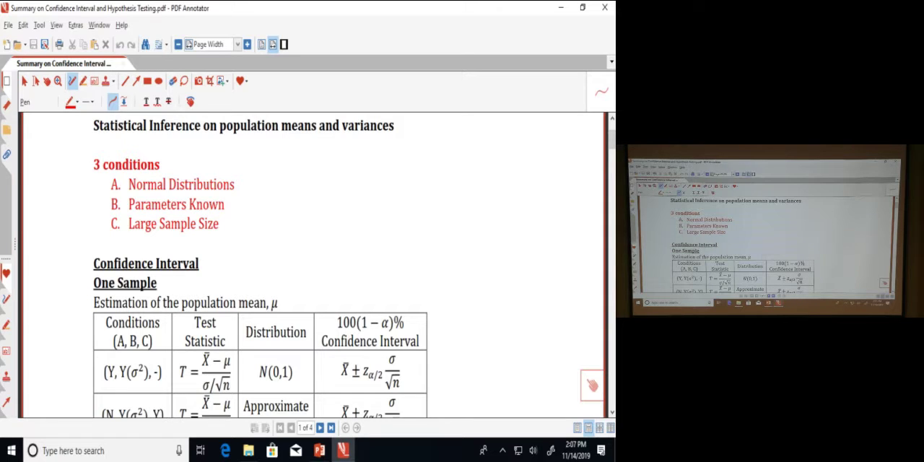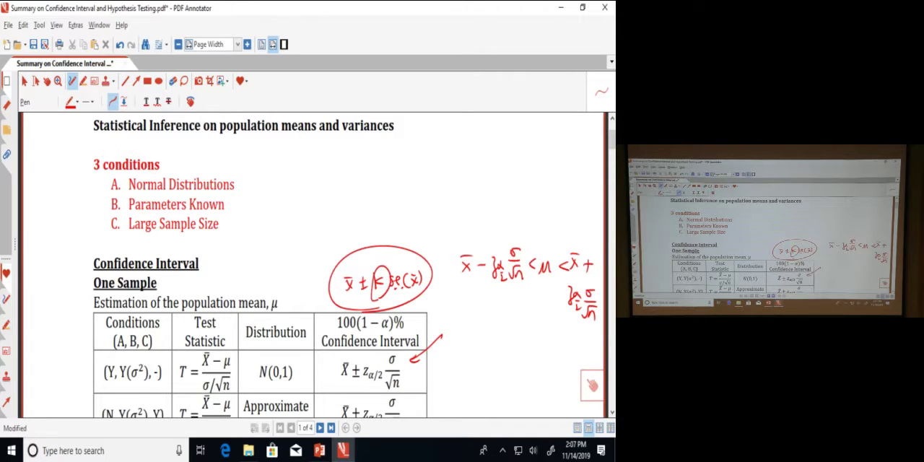You can interpret it like this. It means the interval from x bar minus z alpha over 2 sigma over root n to x bar plus z alpha over 2 sigma over root n. That's what this notation means. But basically it's just x bar plus or minus a constant times the standard error of x bar. This constant depends on a few things, such as the distribution. Now this is the starting point.